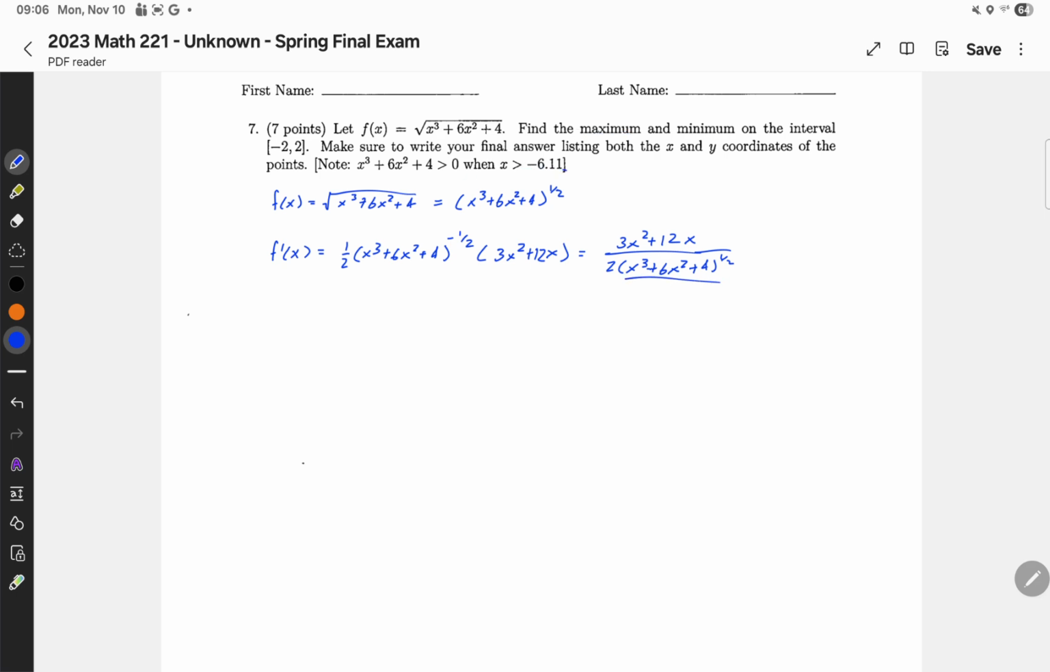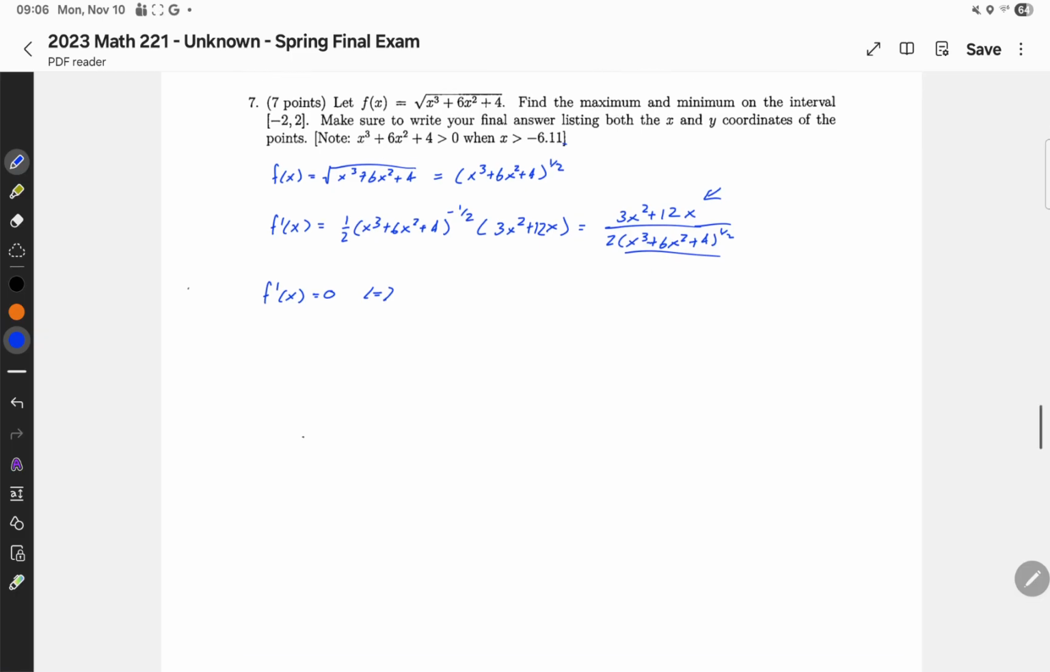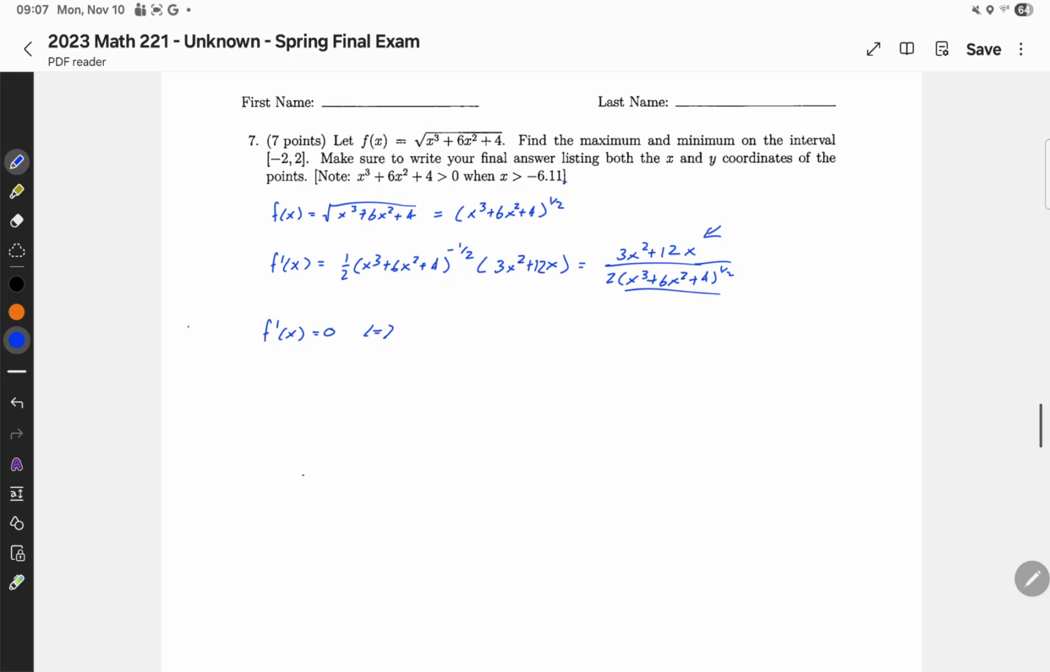So we want to find when this whole term is equal to 0, and that's actually only going to happen when the numerator is equal to 0, right? So f prime of x is equal to 0. Well, that's going to be equivalent to the numerator being equal to 0, because you can never divide by something and get 0, except the limit as we approach infinity, but thankfully we don't have to worry about that.